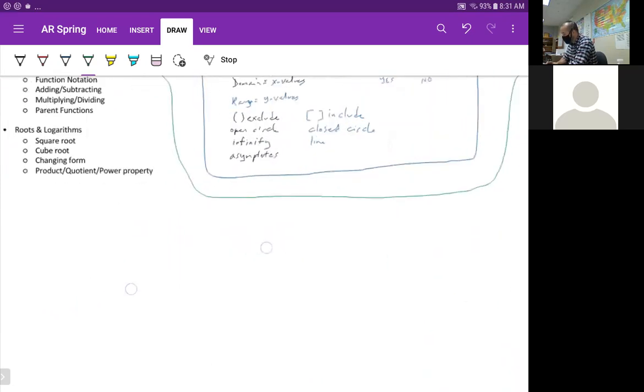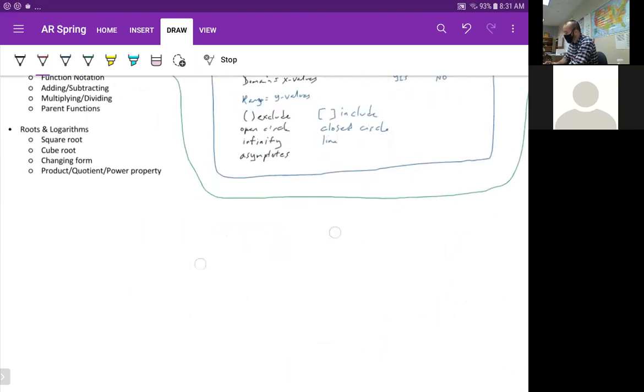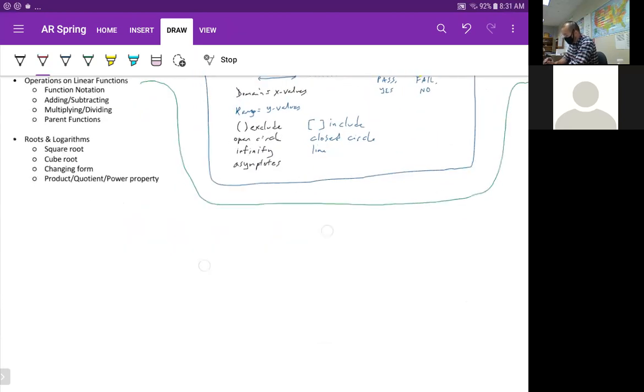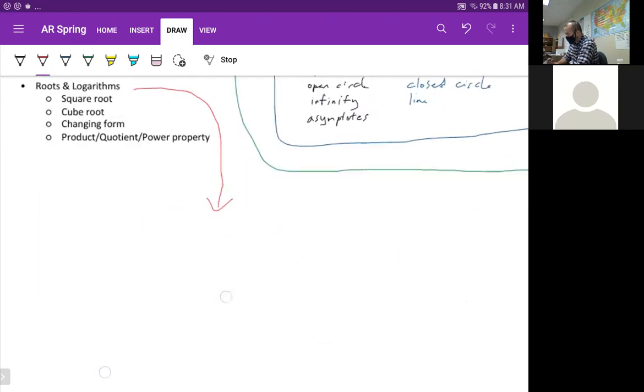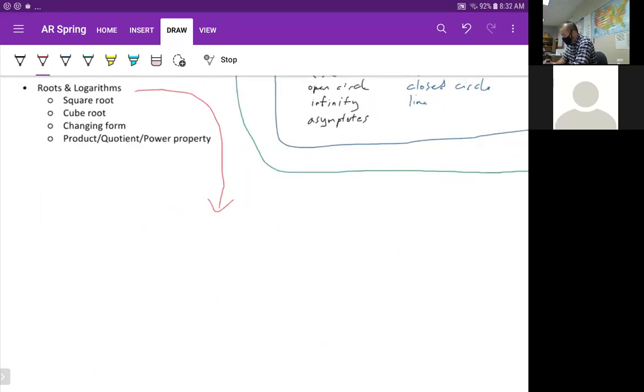Okay, roots and logarithms. So even a square root function. I think there's something. No, yeah, there's something missing here. So the square root function, this is the square root function. This is the cube root function.